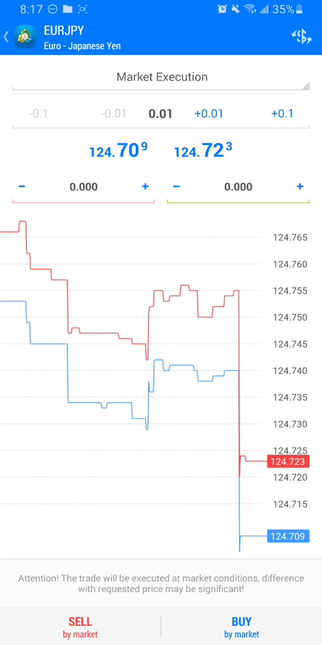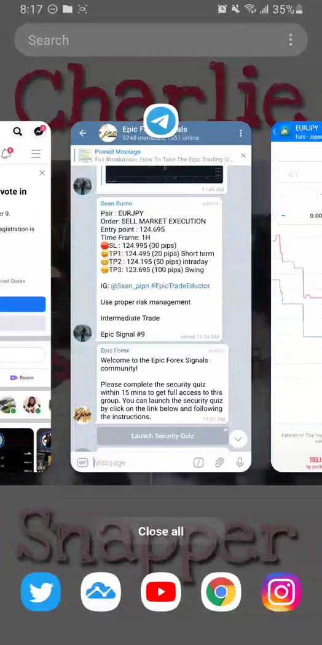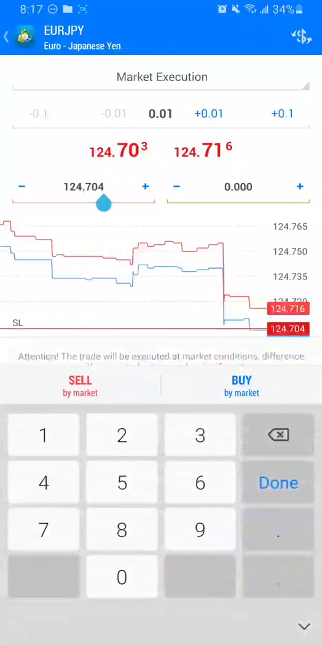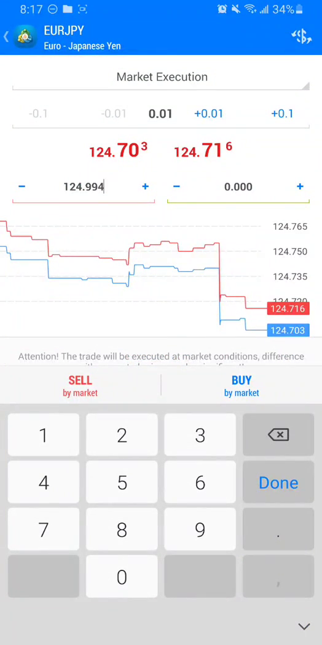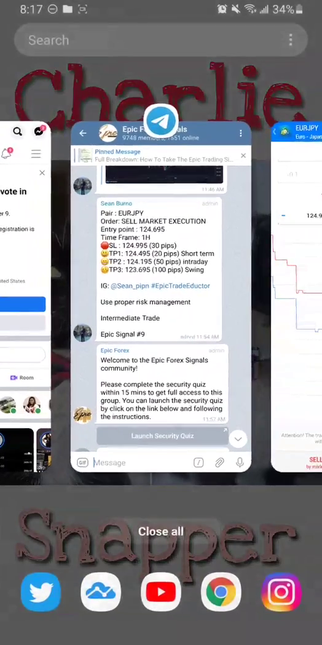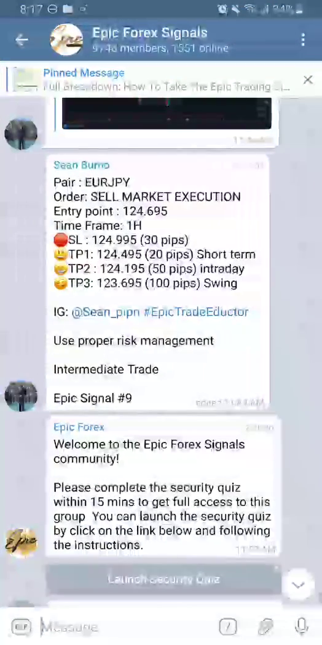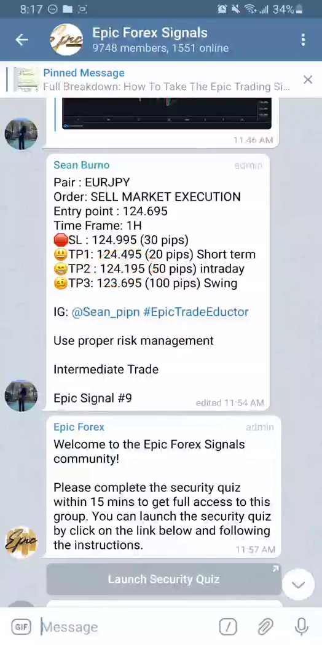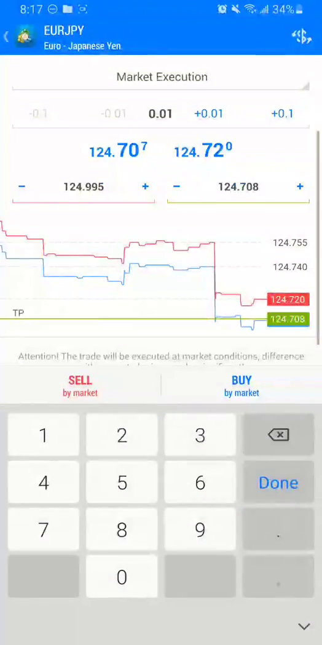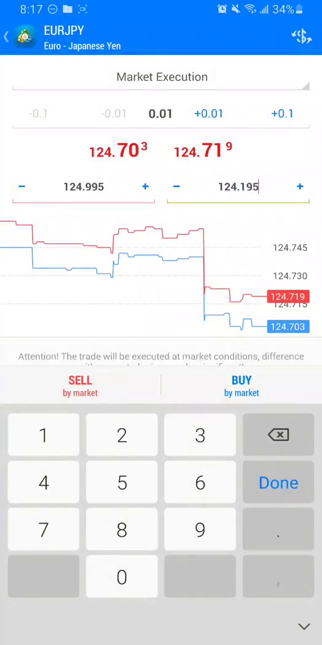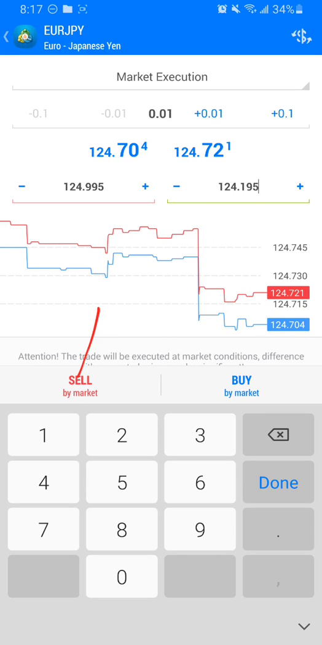And then we will place the same stop loss. So 124,995. And then this time we're going to use the take profit 2 price. All right, 124,195. So it's 195. And then sell by market.